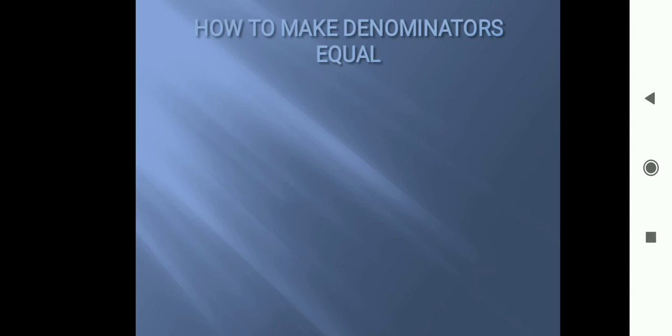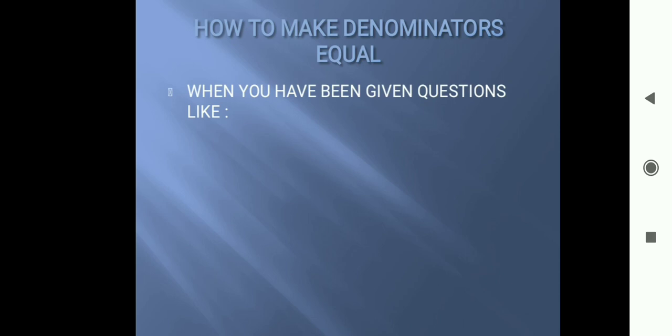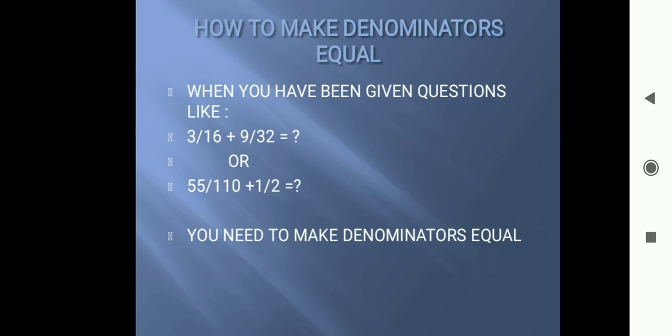How do we make denominators equal? Well, there are two variations. So first see why we need to make denominators equal. 3 upon 16 plus 9 upon 32. In this case over here, the denominators are not equal. There are 16 on one side, 32 on the other side. Or even 55 upon 110 plus 1 upon 2. Over here 110 and 2. So there is a large difference. But the fraction is the same. You need to make the denominators equal. Yes. How to do that?